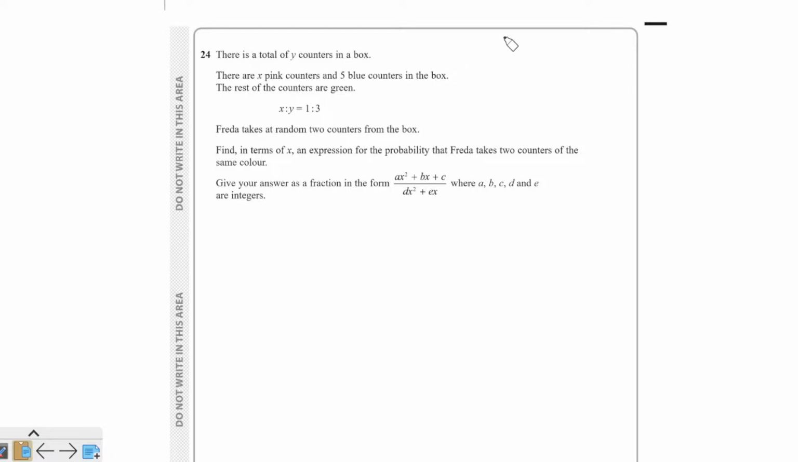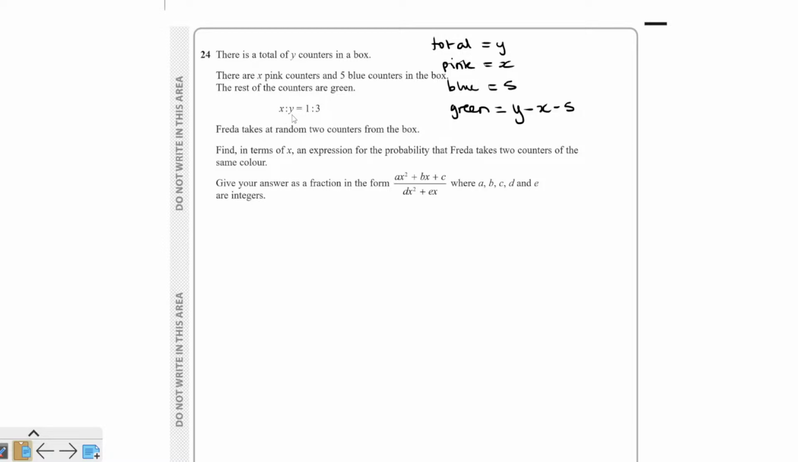I like to translate all the words into just algebra. So for example, the total is y. Pink can be written as just x. Obviously the blue is 5. And then for green I would write an expression, because green is what's left over, it's the rest. That would be the total minus the pink minus the blue, wouldn't it? That's an expression for green. So I tend to like to translate sentences into just algebra.